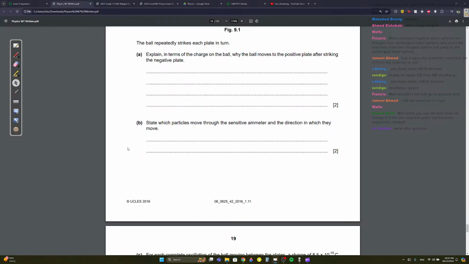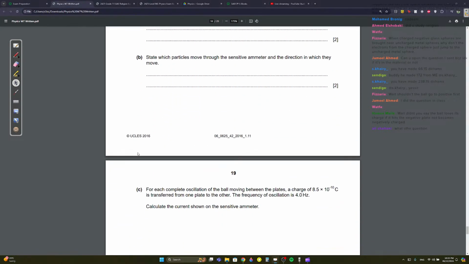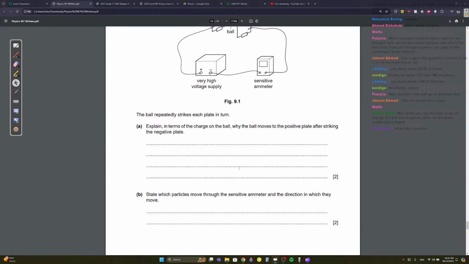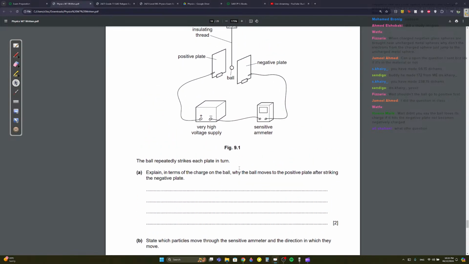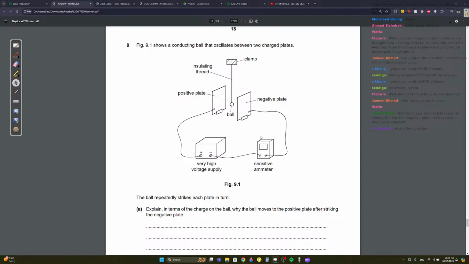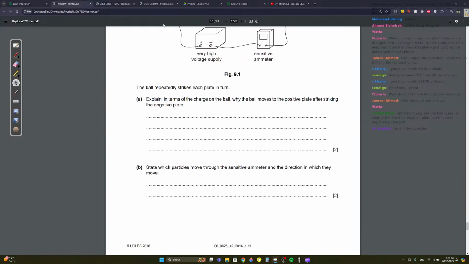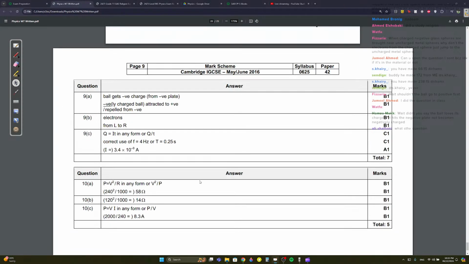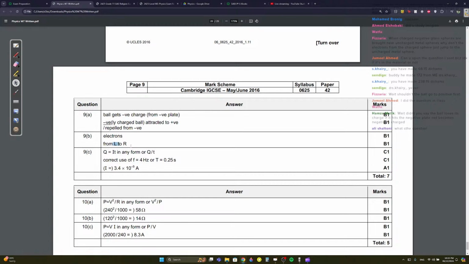What's the question? I'll solve something that looks like it after I solve this. State which particles move through the sensitive ammeter and the direction in which they move. Huh? Sensitive ammeter. If negative, then it goes here. Okay, then should be positive particles. Should be positive, right? Electrons from L to R.